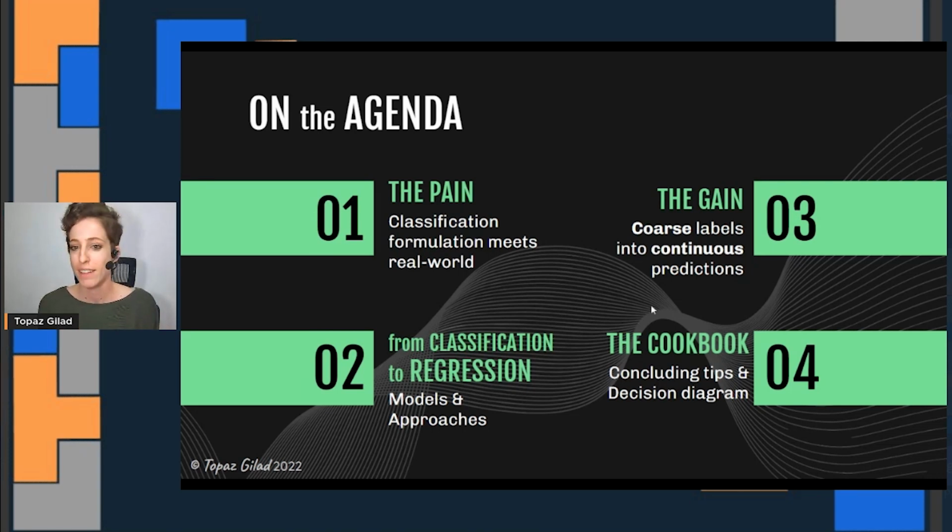And lastly, I will give a short cookbook of tips and a decision diagram for you to follow when considering a new task of what seems to be at first glance as categorical classification.